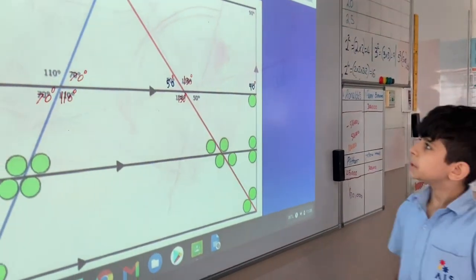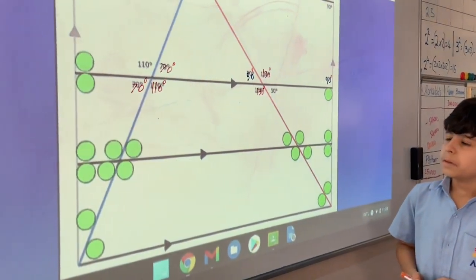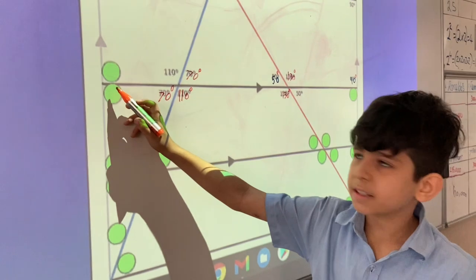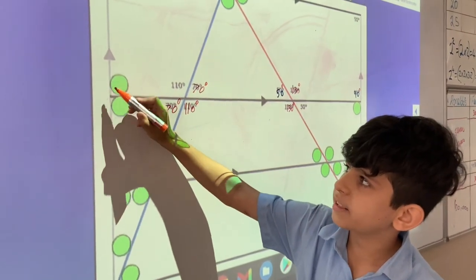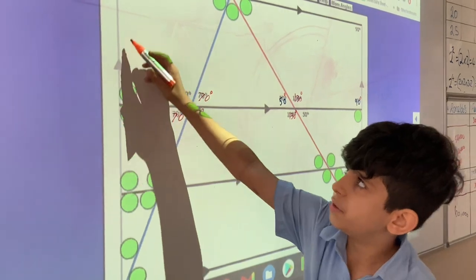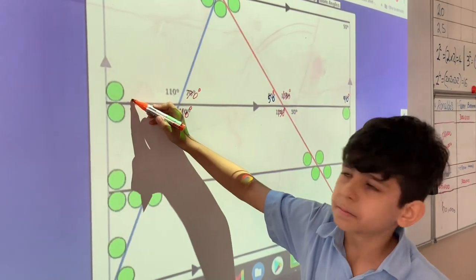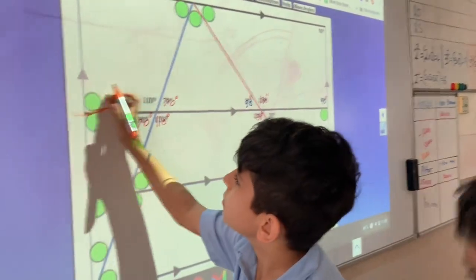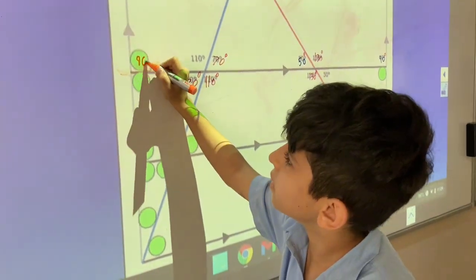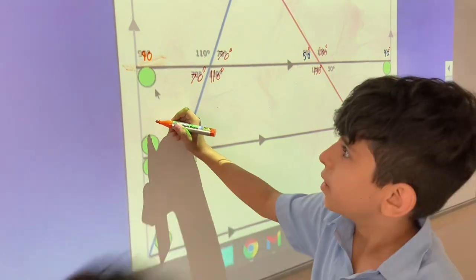What could you add to help us solve this? I would say these two are right angles, 90 degrees, because a right angle adds up to 90, and this is a right angle. Okay, do you want to put that in? Maybe one of you can go and enter the data as well. So you're suggesting that's 90? Yes. And if that one's 90?